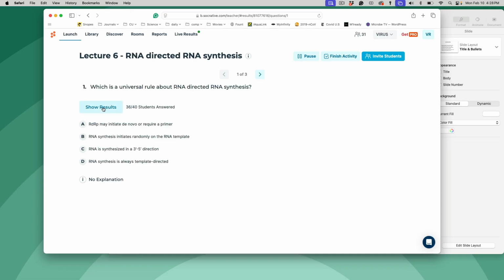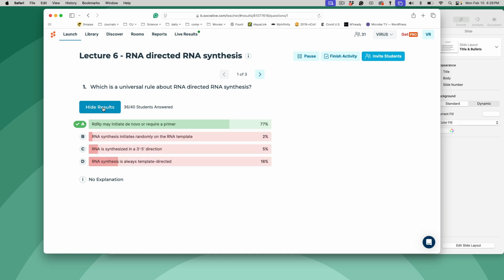36 out of 40. The polymerase may initiate de novo or require a primer. That's correct. RNA synthesis initiates randomly. No, it doesn't. It always initiates at a specific place. RNA is synthesized in a 3 to 5' direction. No, it's synthesized in a 5 to 3'. It's copied in a 3 to 5', and it's always template directed. Sometimes synthesis is not templated.